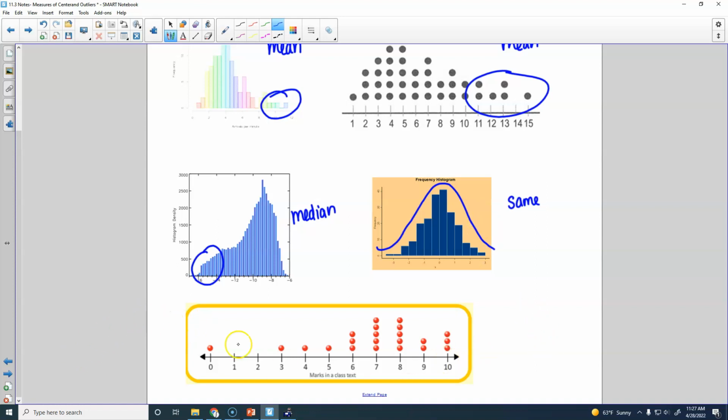What about the last one here? Definitely down here, we've got those lower outliers. That pulls the mean down towards those lower outliers. So for that, we would say the median would probably be higher. Okay, so tonight you are going to have a worksheet.